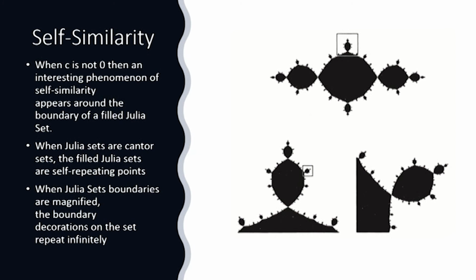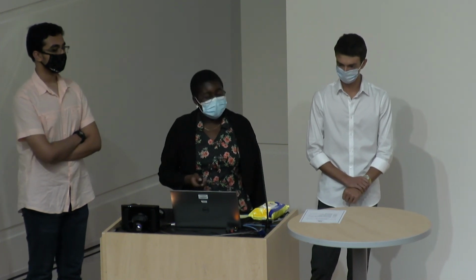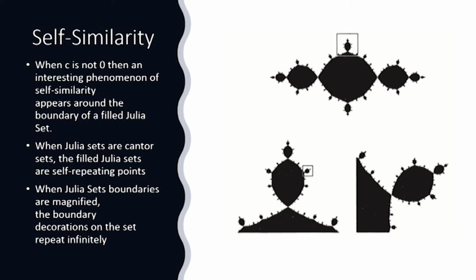So, as many of you guys probably see in that last slide, there was a pattern going on right there. And we like to call this interesting phenomenon when c is not equal to 0, self-similarity. It usually appears around the boundaries of a filled Julia set. So, as you guys can probably see on the screen, at the very top, we see a Julia set. It kind of looks like it's already repeating by itself, a little pattern there.